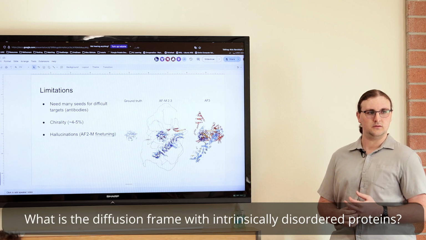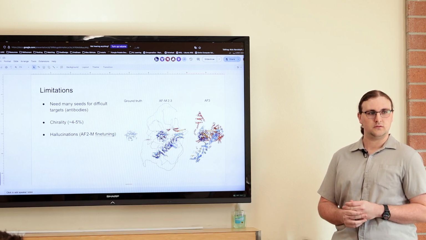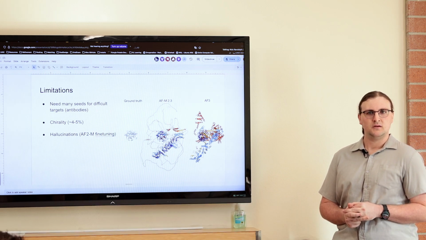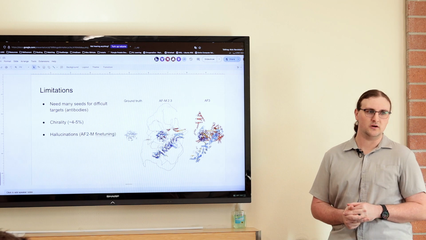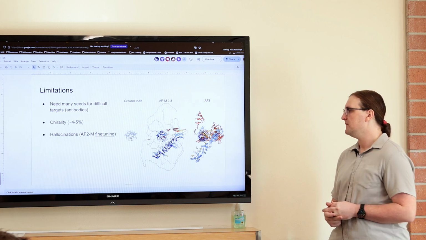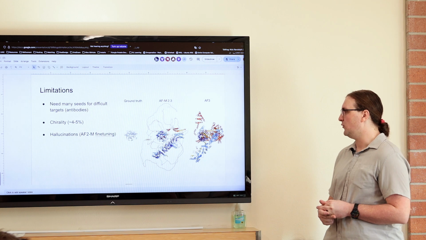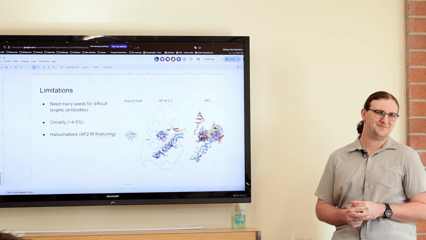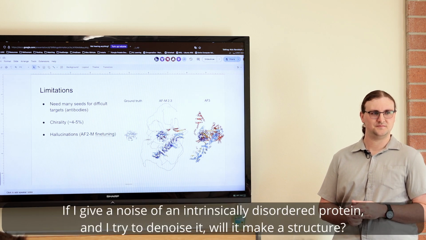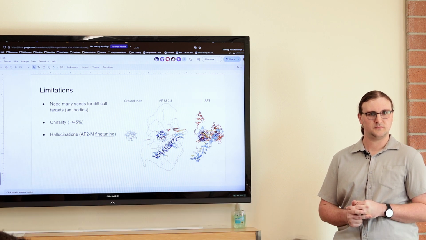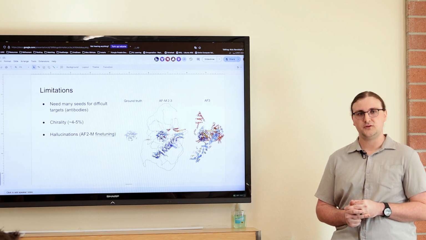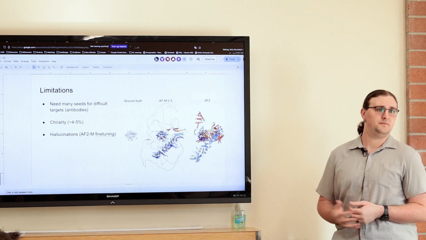Was the diffusion trained with intrinsically disordered proteins? I mean, how does noise affect an intrinsically disordered protein? I mean, the noising process is the same for intrinsically disordered proteins or regular proteins. It's just that the model tries to form structures that aren't there. I don't know if that answered your question. No, my question is if I give a noise of an intrinsically disordered protein and I try to denoise it, will it make structures? If you use the version before fine-tuning, yes. If you use it after fine-tuning, probably not, but maybe.